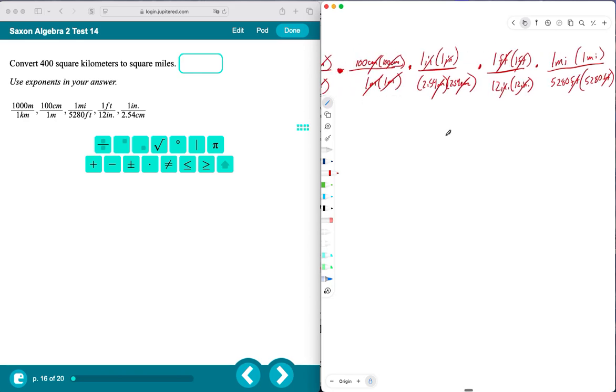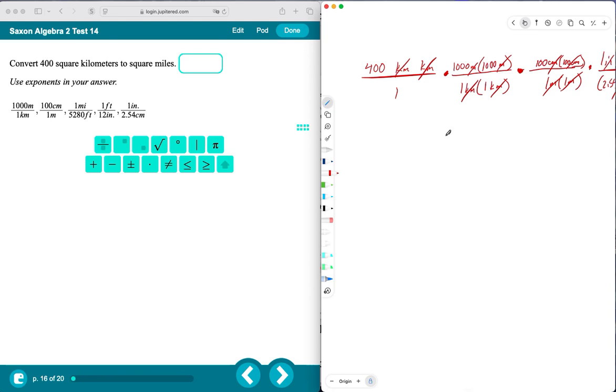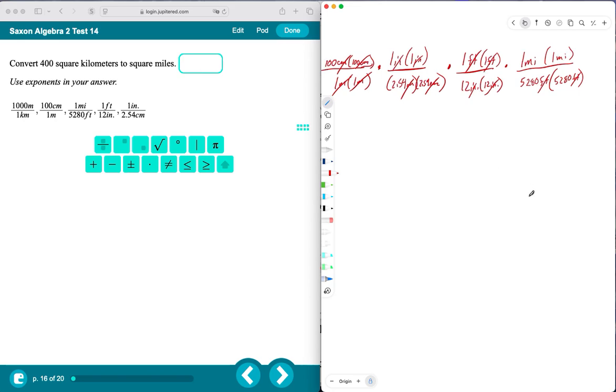So now we just have to go back and look at what all we did. So we have 400 times 1,000 twice times 100 twice. And the rest of the stuff in the numerator is the factor of 1. So we can drop those.